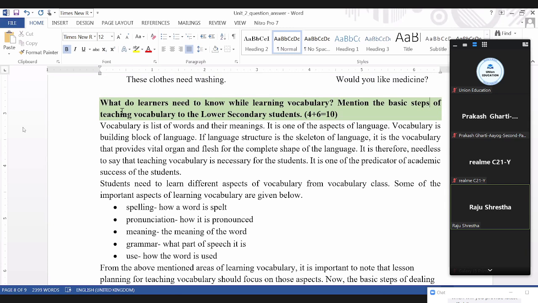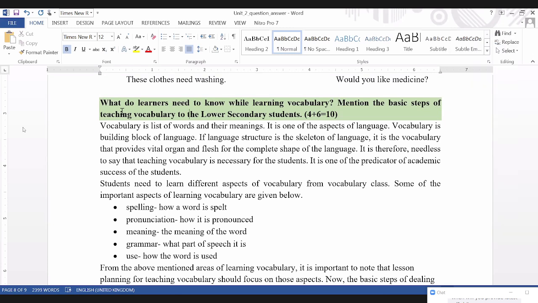Mention the basic steps of teaching vocabulary to the lower secondary students. This kind of question may be asked. Vocabulary is a list of words and their meanings. In our previous class we also discussed this.